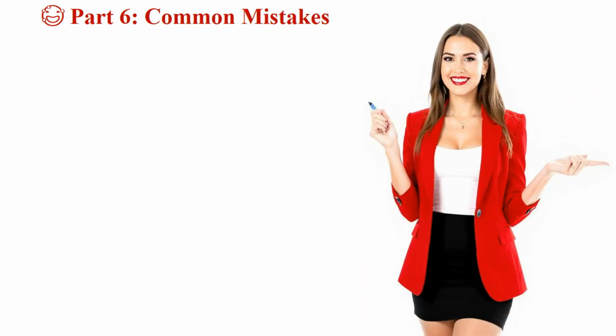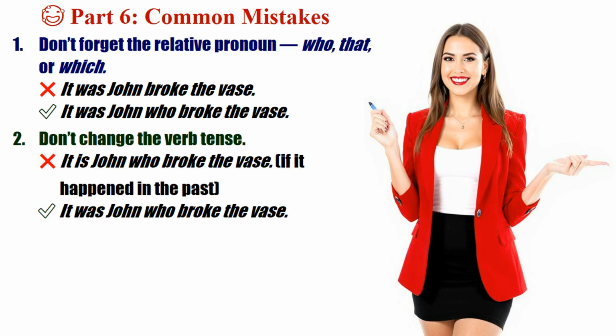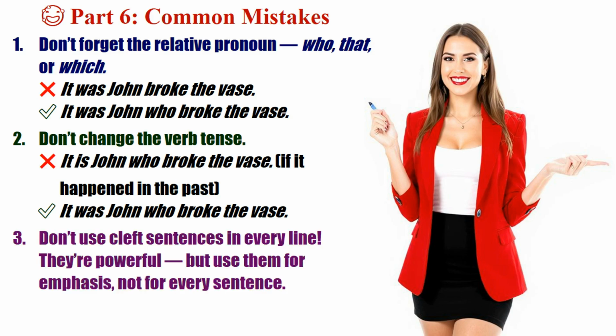Part 6. Common mistakes. Here are some quick things to remember. 1. Don't forget the relative pronoun, who, that, or which. Example, wrong: it was John broke the vase. Correct: it was John who broke the vase. 2. Don't change the verb tense. Wrong: it is John who broke the vase, if it happened in the past. Correct: it was John who broke the vase. 3. Don't use cleft sentences in every line. They're powerful, but use them for emphasis, not for every sentence.